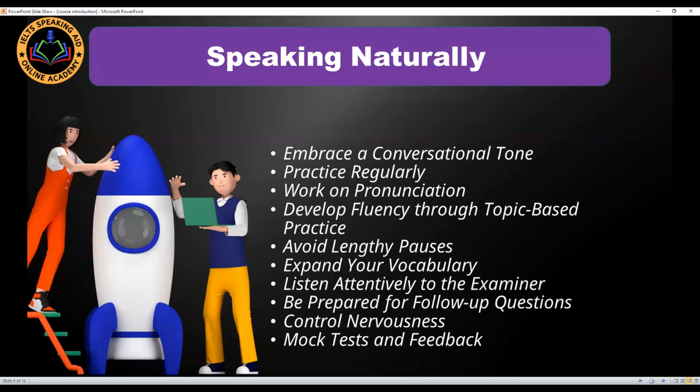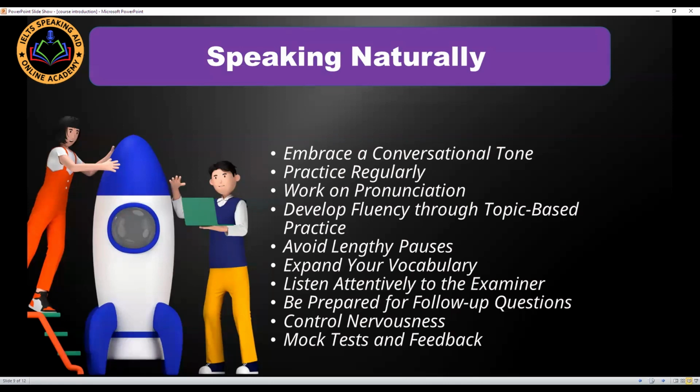Listen attentively to the examiner. This is really required. Whenever we conduct mock tests, I have seen a lot of times some students just listening to the first part of the question. Then they start their answer, but those ideas are completely off topic because they haven't understood the question properly. This always happens. So if you couldn't understand the question, politely ask the examiner to repeat the question, try to grab the idea, then deliver your answer.